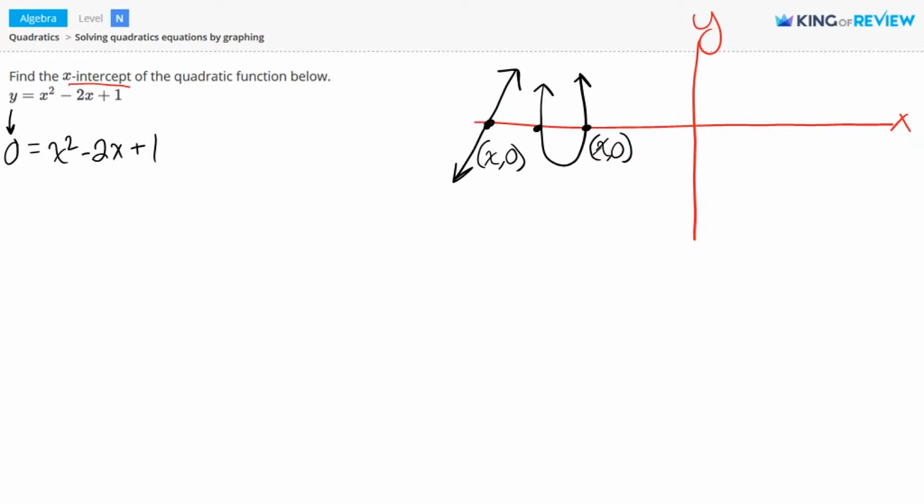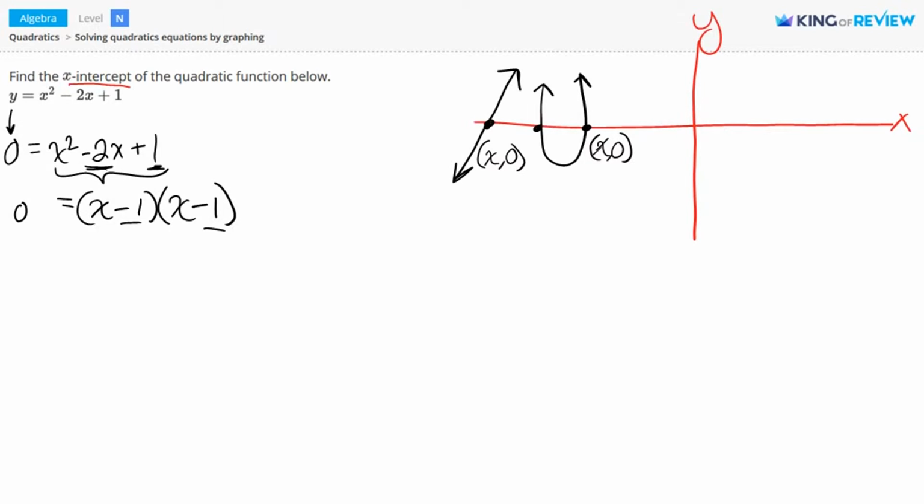Now we can factor the right-hand side of our equation right here. When we factor, we get 0 equals x minus 1 times x minus 1. And this is because negative 1 times negative 1 gives us 1, and negative 1 plus negative 1 gives us negative 2. So now we've factored this right-hand side.